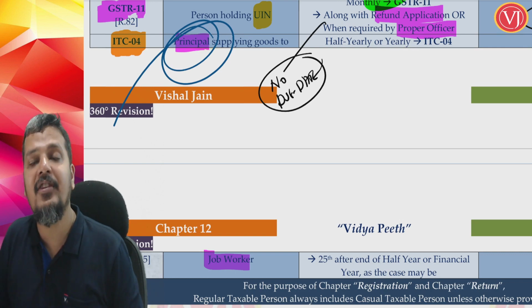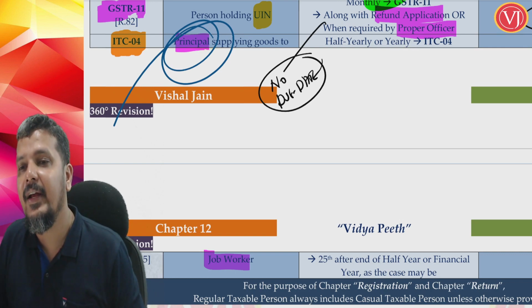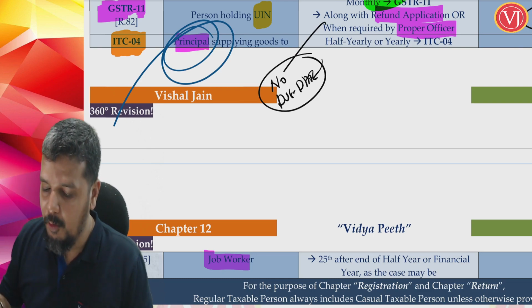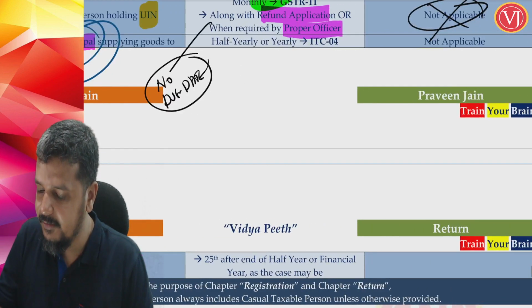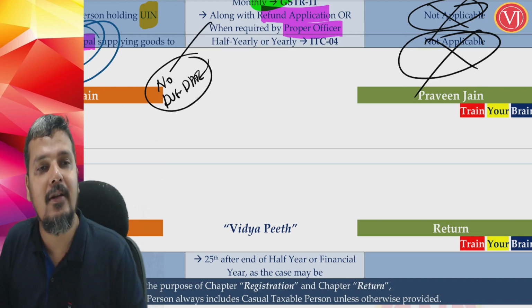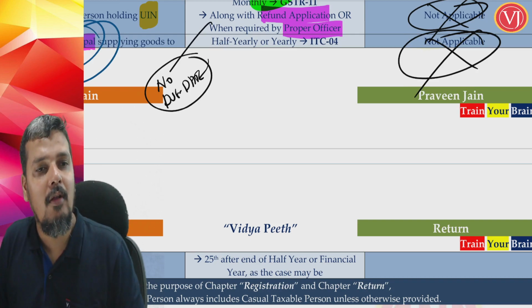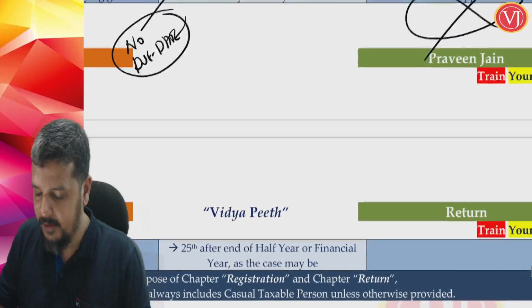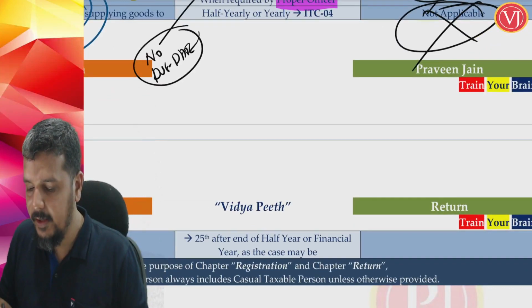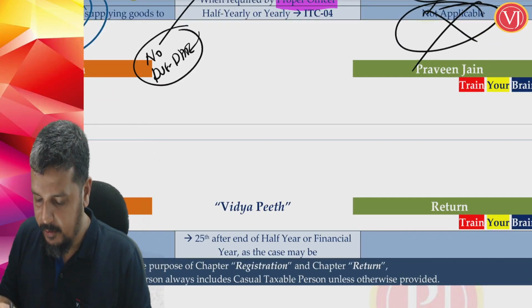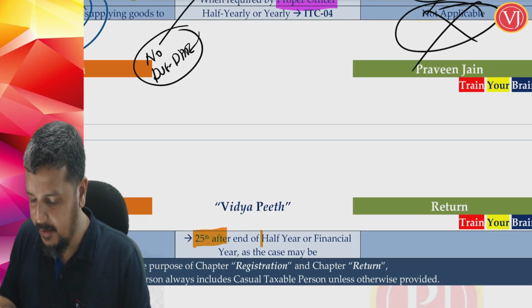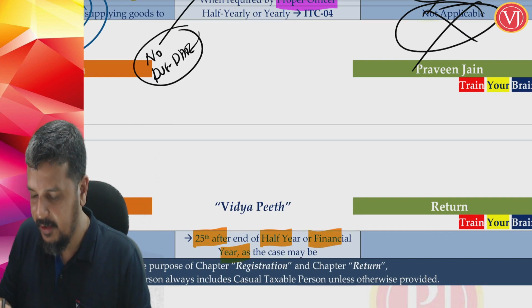It is an information return. The moment I say it is an information return, there would be no payment. What is the due date? It is the 25th after the end of the half year or financial year, as the case may be.